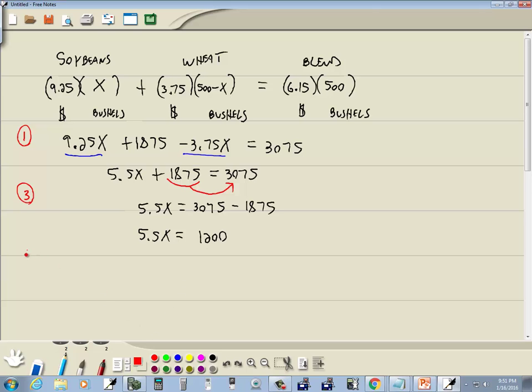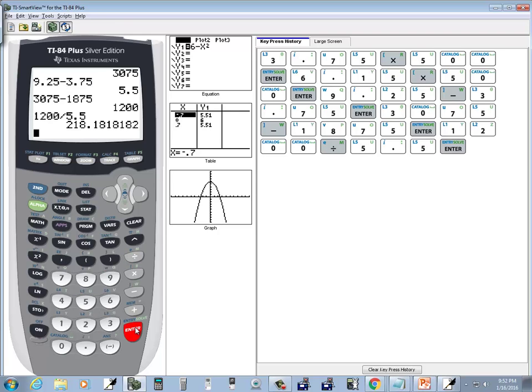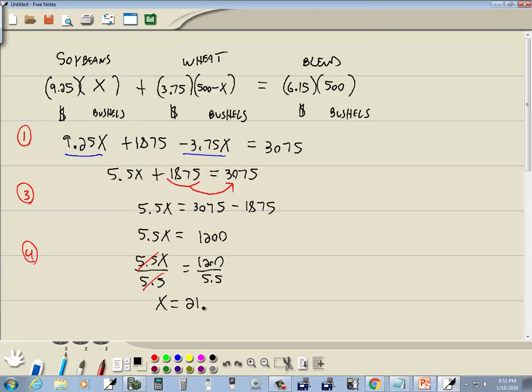And then our last step is to divide both sides by the number in front of our X. So we'll divide both sides by 5.5. And when you do that, those 5.5s cancel. 1200 divided by 5.5 gives us 218.18 to 2 decimal places. Now this is going to be our X, which is soybeans.